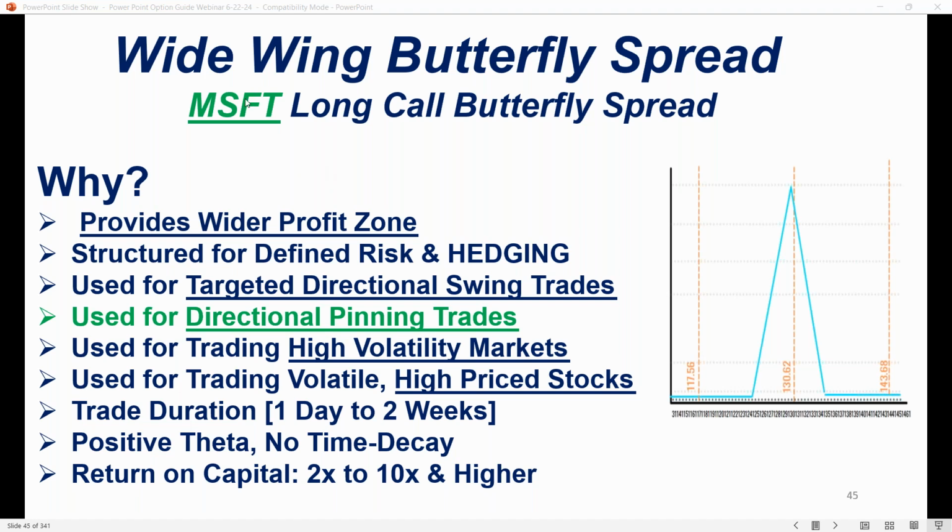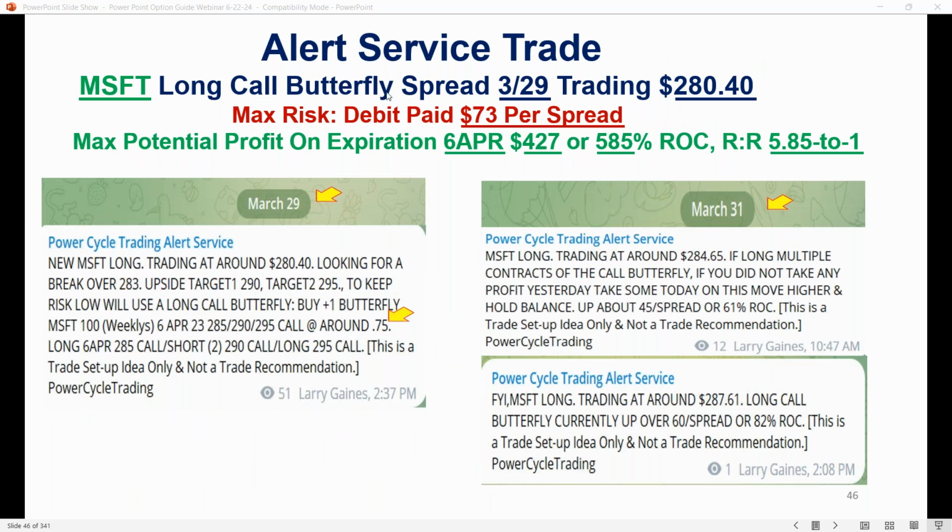A lot of times it will be either a butterfly or condor, or some kind of diagonal. Those are our debit spreads, the ones that we go back and forth to. So here's an example of one that we did on Microsoft on a long trade. Again, these are trades that we did as part of our alert service, just to show you.